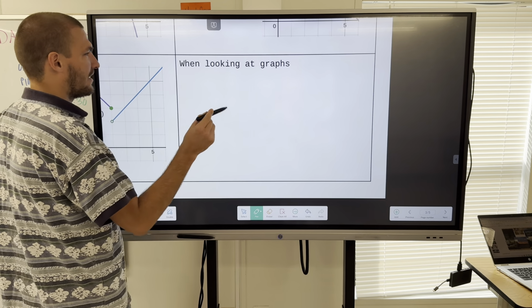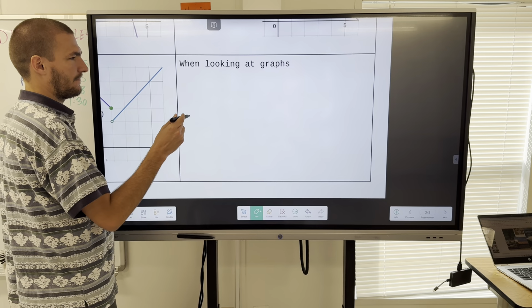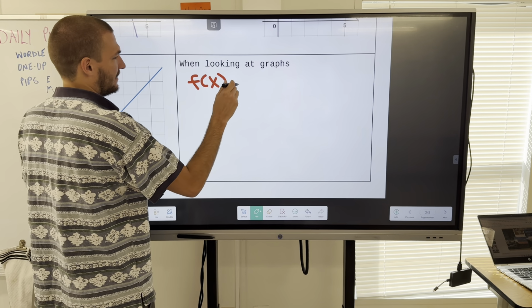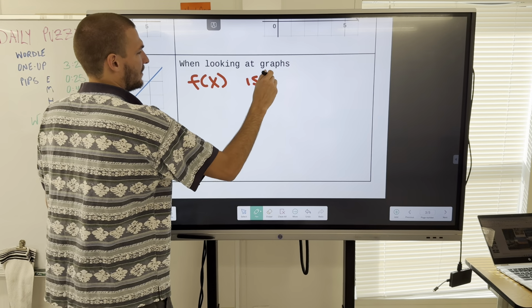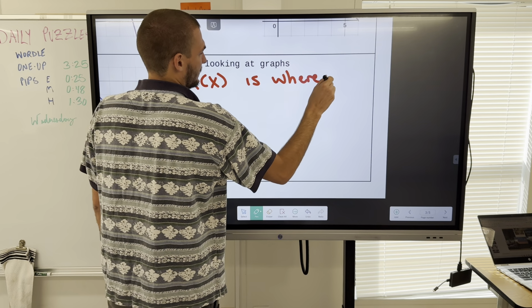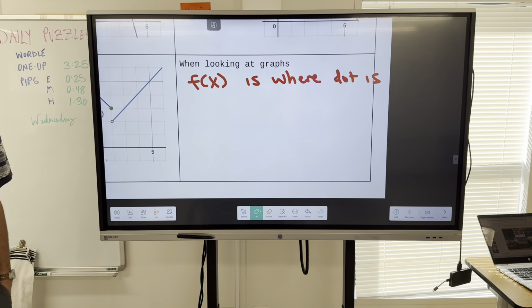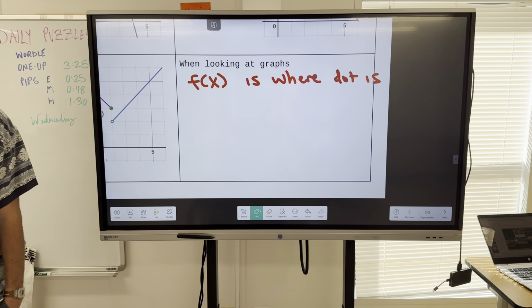When looking at the graph, okay, f of x is where the dot is. And that's it. That is as complicated as it will ever be. If I ask you for f of x, where is the dot?